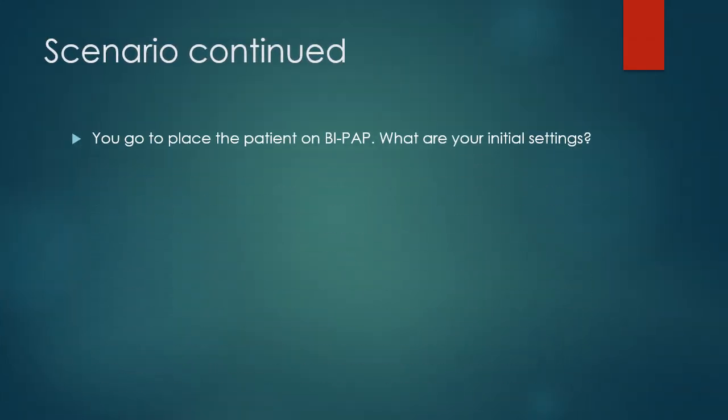So you get them into the back of the ambulance. They didn't really get any better with the CPAP, so you place them on your BiPAP. What are going to be your initial settings? I want you guys to think about this. My initial settings are IPAP of 10, EPAP of 5. I'm just going to start there and see what happens.